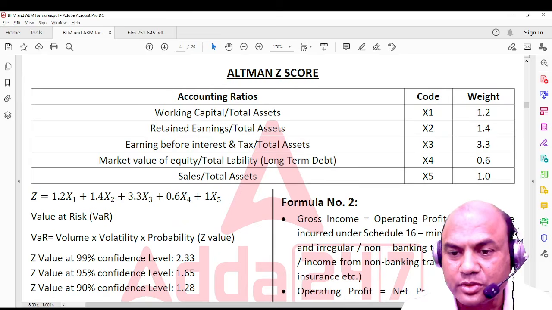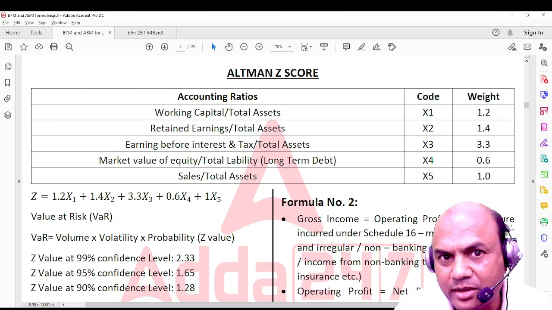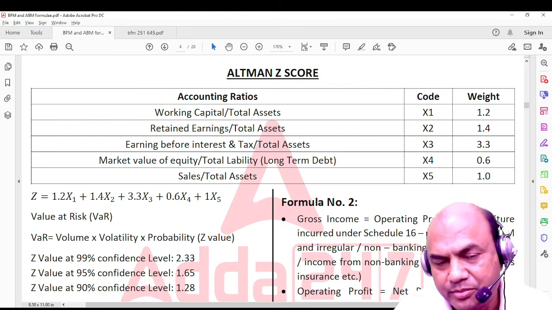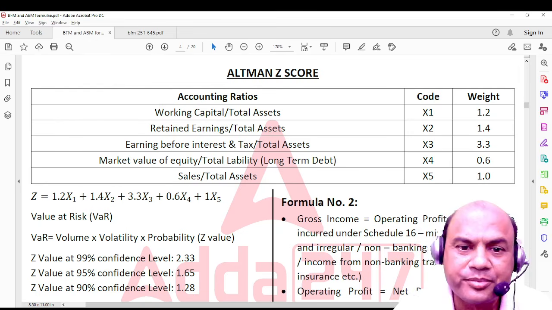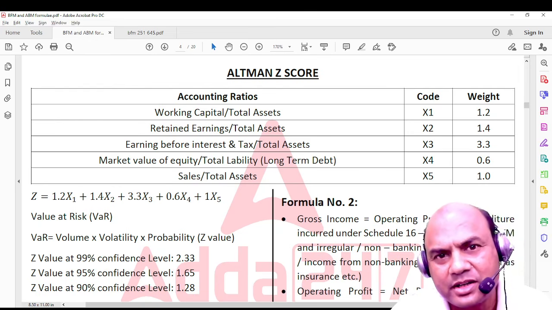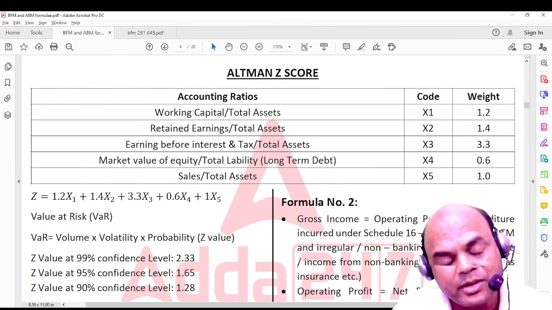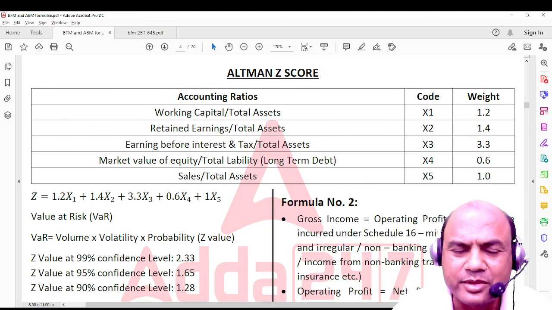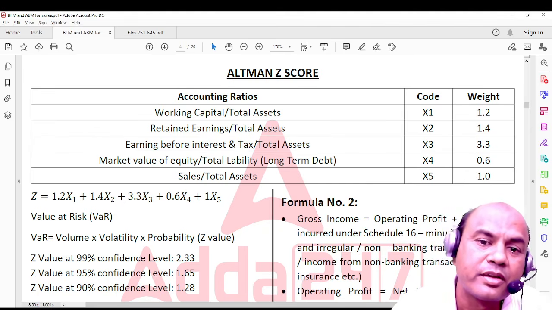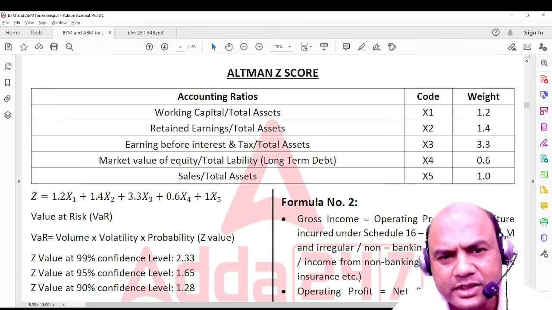Next, Altman Z score. This topic comes in either of the three: ABM, BFM or ABFM. Generally ABM doesn't have it, but I have seen an ABM exam in which Altman Z score was asked, a few years back. So it can be asked in any of ABM, BFM or ABFM, but you need to understand this very clearly.